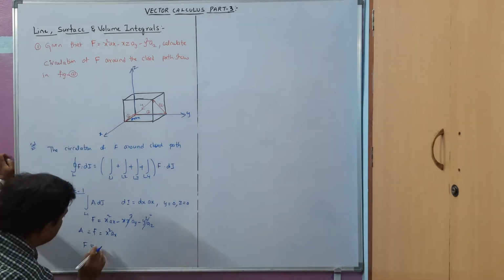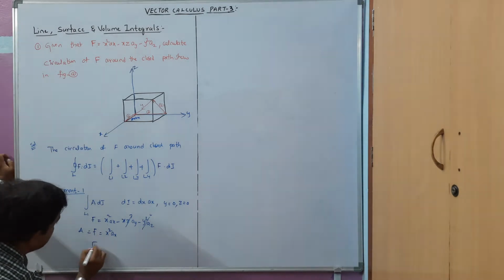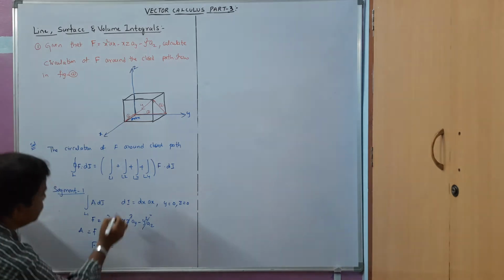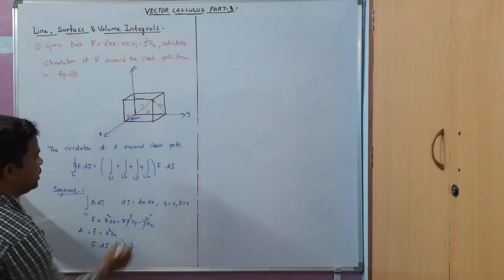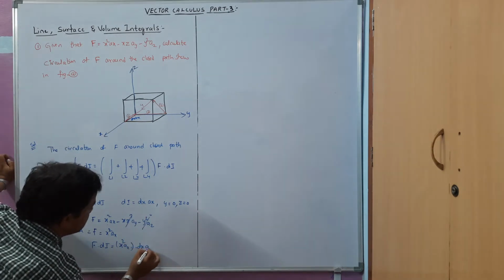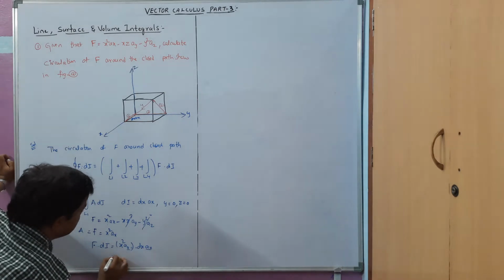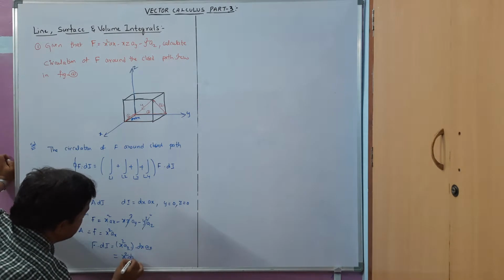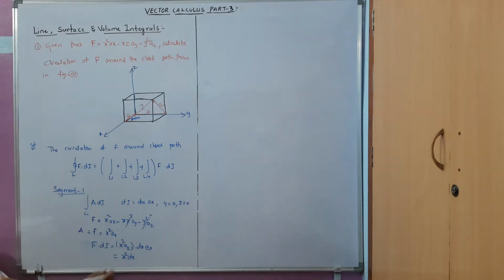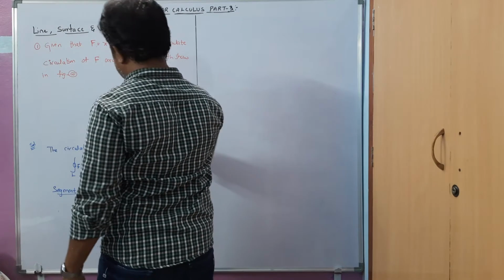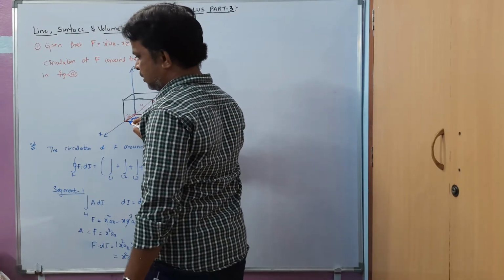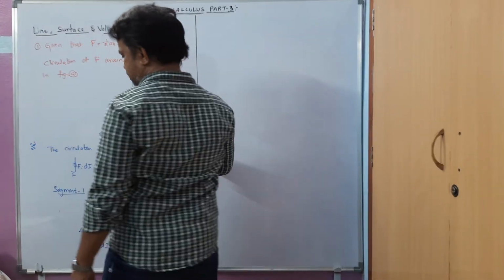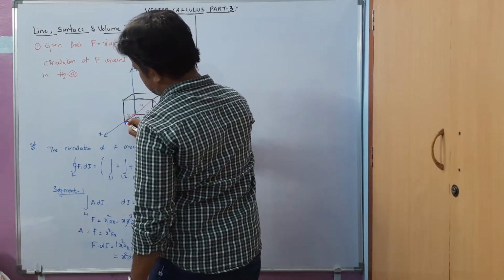So here F dot dl will be equal to x square ax dot, what is dl here, dx ax. So the dot product of ax dot ax is 1, that is we will get x square dx. Now we will integrate this one. The line integral is from 1 to 0 here. So you can take it starting from this point to this one.